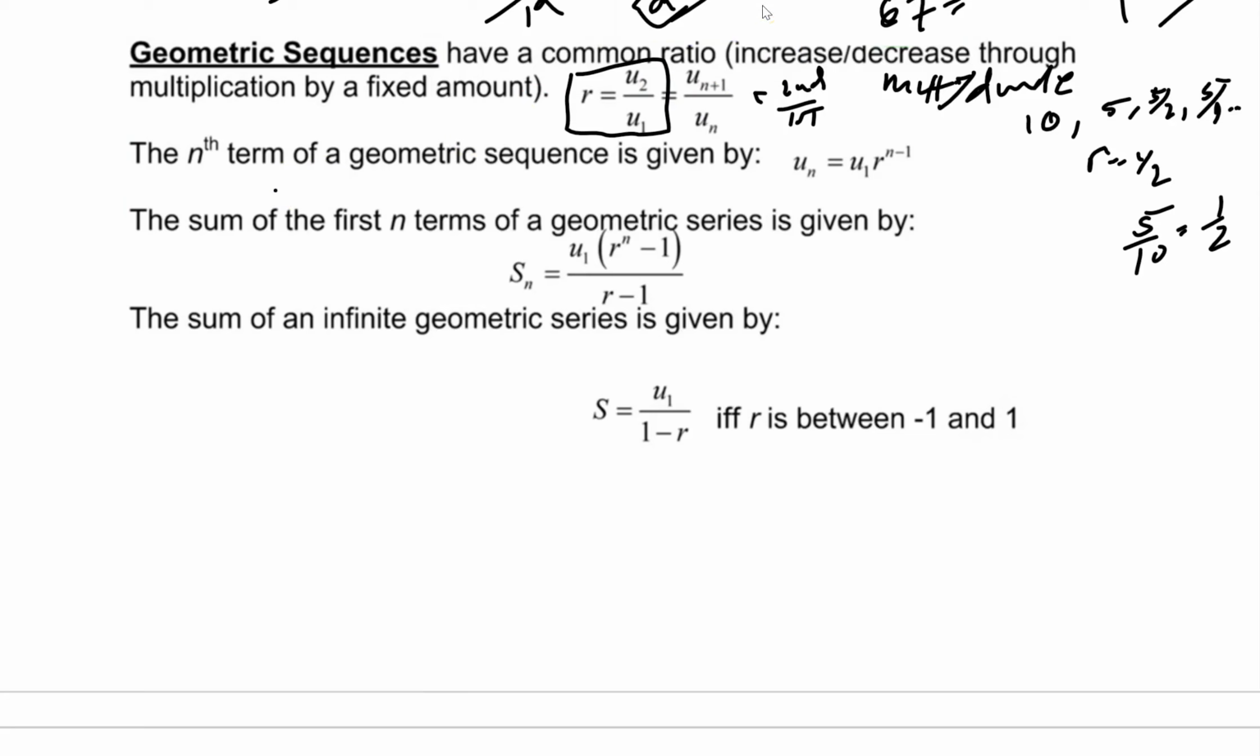And just like arithmetic sequences, right, it all depends on what they're asking for. If they want a certain term of a sequence, use this formula, so how you find your term number. If you want the sum of the first n terms, use this formula. There's actually 2 in your formula sheet, and it doesn't matter which one you use.